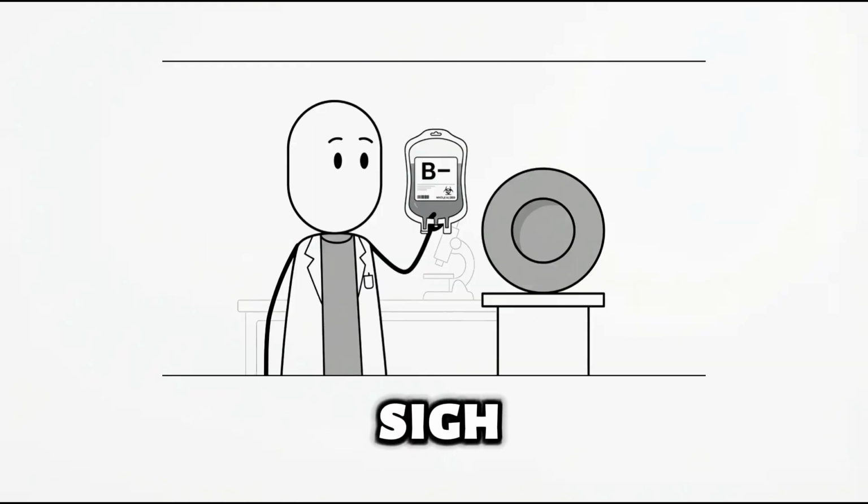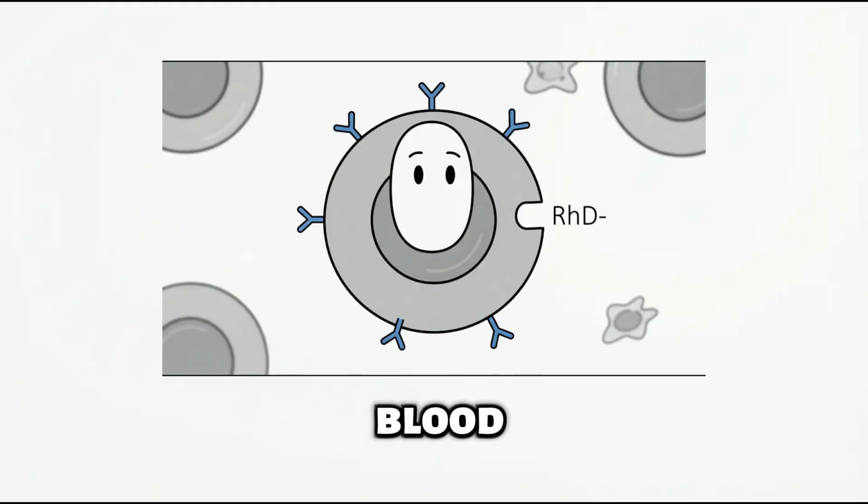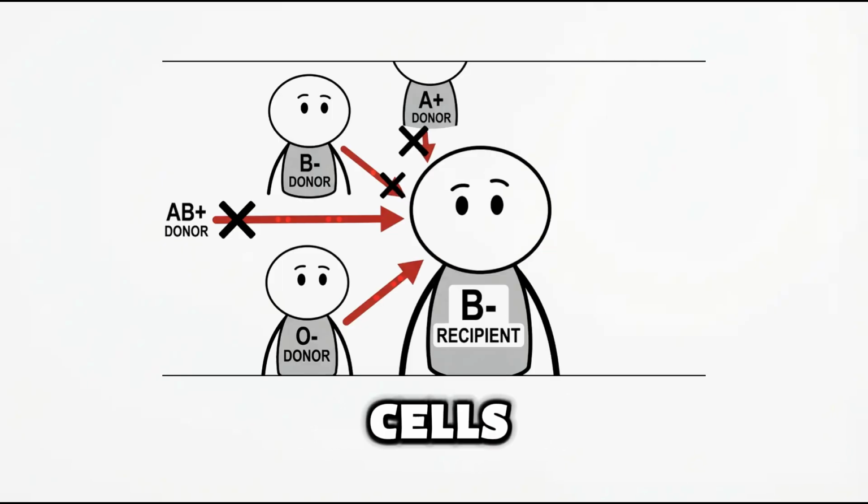4. B negative blood, B minus. B minus has a narrow receiving range, yet its red blood cells can help both Rh-negative and Rh-positive people with B or AB blood. A person with B minus blood has the B antigen on their red blood cells, does not have the RhD antigen, and usually has antibodies against A in their plasma. When red blood cells are needed, they can generally receive only B minus or O minus cells.